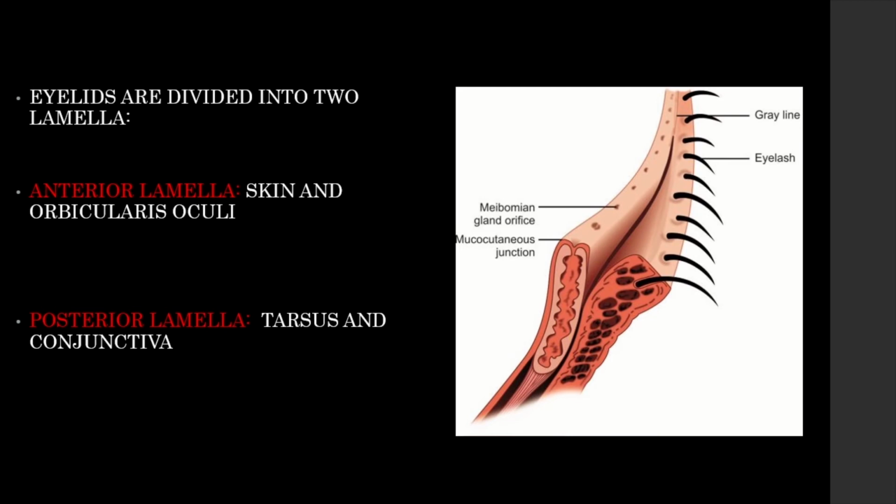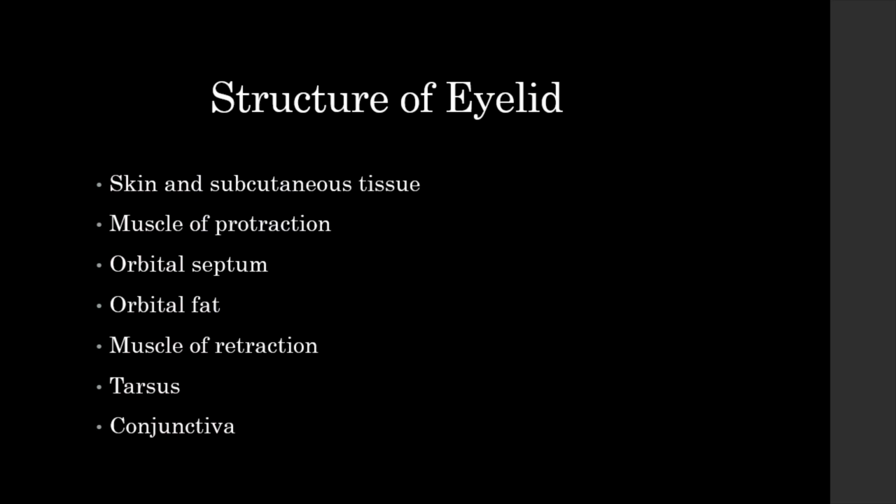Tell me the importance of the gray line. Bloodless plane. Yes, it's an avascular zone, so you generally take an incision there. You even take your lid traction sutures in that plane. And like she correctly said, it divides the anterior and the posterior lamella. Anything else I'm missing out? It can cause minimal scar tissue formation along this line. Correct.